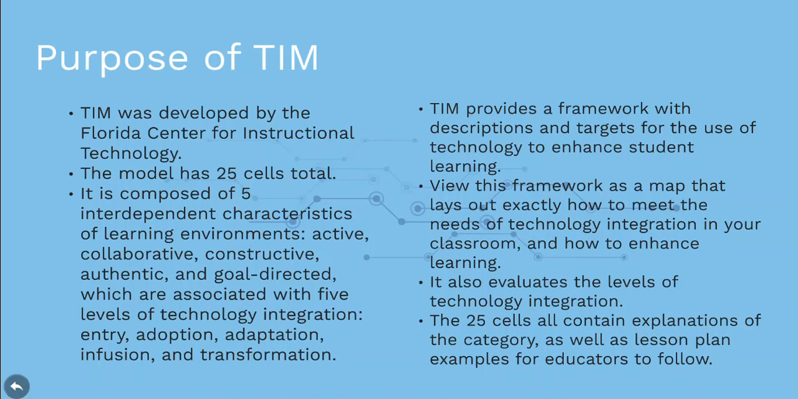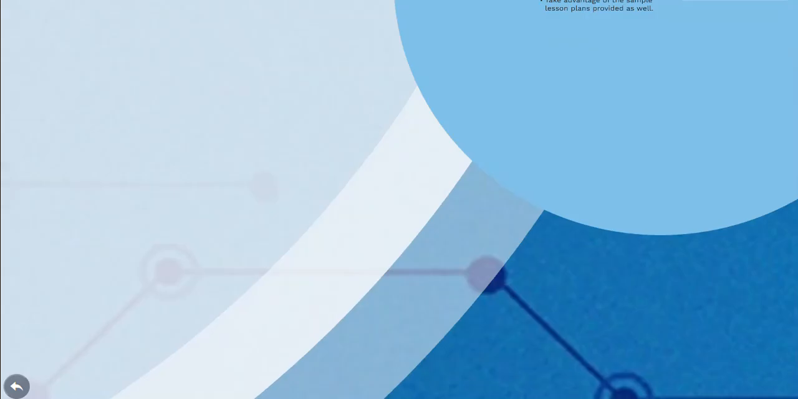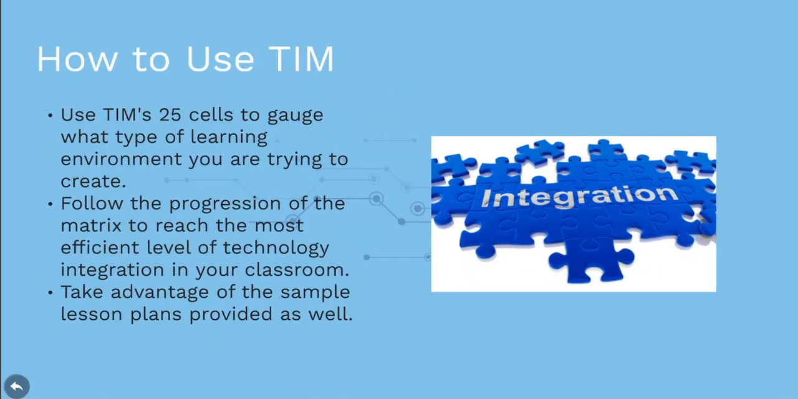Teachers can use TIM's 25 cells to gauge what type of learning environment they are trying to create. Follow the progression of the matrix to reach the most efficient level of technology integration in your classroom. And like I've stated, I really think it's neat that they provided examples of lesson plans.